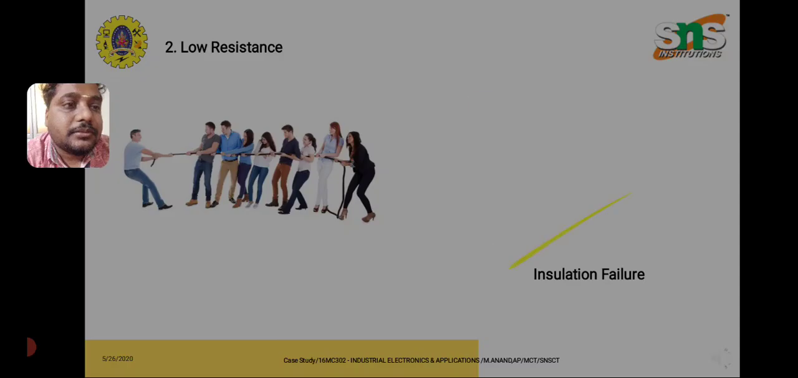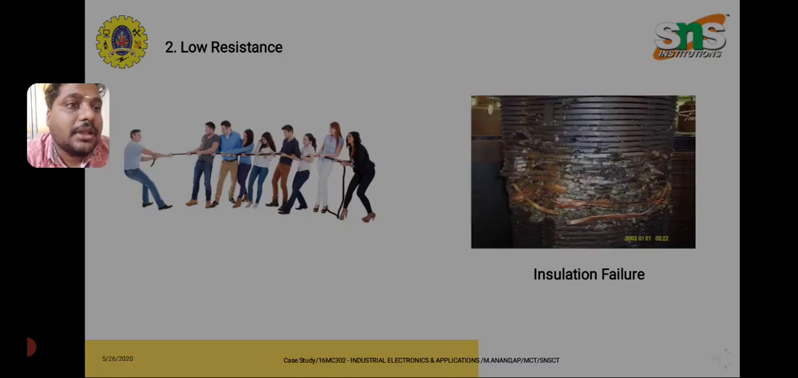Then low resistance. For example, insulation failure is caused because of low resistance, and it will affect the stator of the three-phase induction motor. So this is one of the reasons for failure.